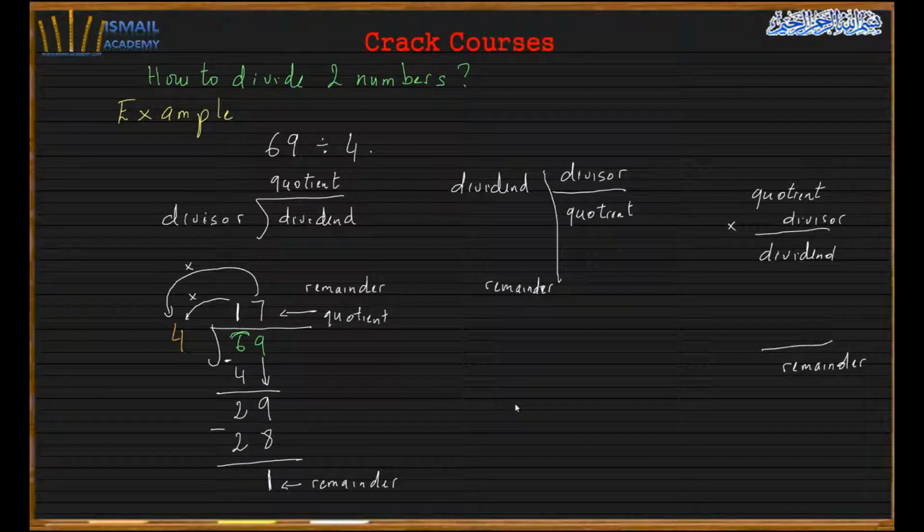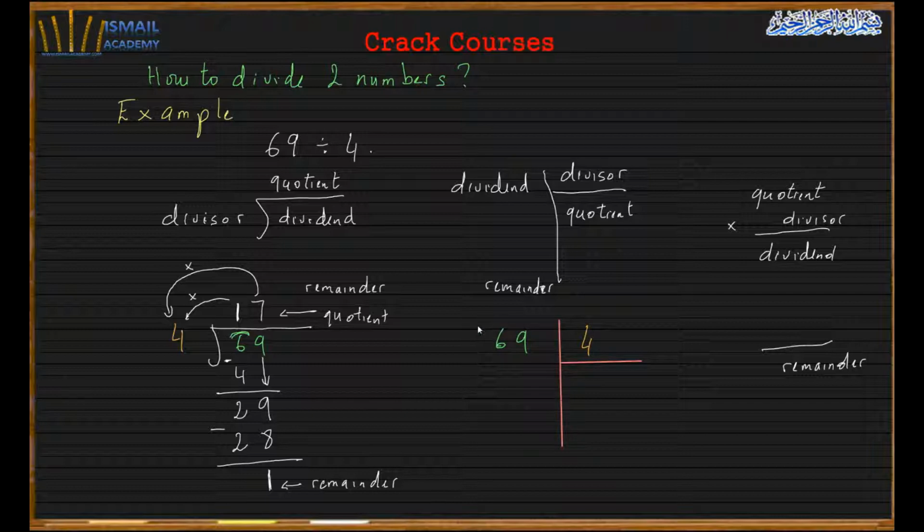For the second type, I will process the same way. So here is my dividend. So what I do here, I will put the sign of the form of the division. So here will be my dividend, so it's going to be 69. Here will be my divisor, and I do the same way we did here.